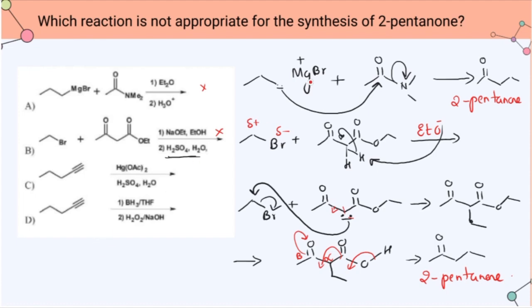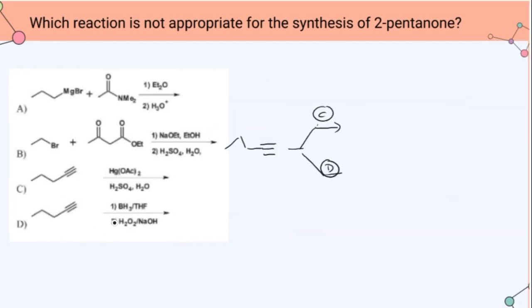So let's analyze that. The reactions C and D involve the addition of water across the triple bond of 1-pentyne but under different reaction conditions. So let's see which of the given reaction conditions will give 2-pentanone and which will not. When we add mercuric acetate in acidic medium and water to 1-pentyne, it will undergo simple Markovnikov addition of water across the triple bond. So what happens is at the terminal carbon, the hydrogen will go as there are more hydrogens on this carbon, and the OH will go where there are no hydrogens.